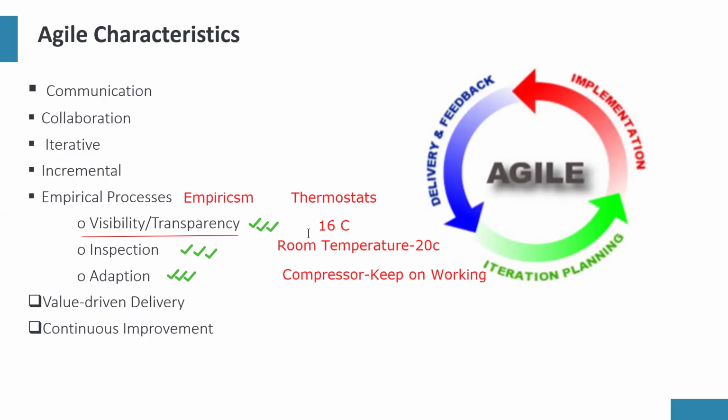That's the thermostat's job. So the thermostat does empiricism, which means there has to be a clear vision. Then you inspect, then you adapt, you adjust. Now that thermostat will keep doing this regularly until the temperature in the room is 16 degrees Celsius. Then it will tell the compressor to stop compressing. So that is what we mean by empiricism: visibility, inspection, and adaptation.